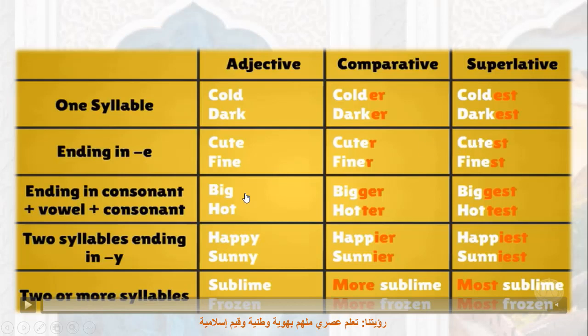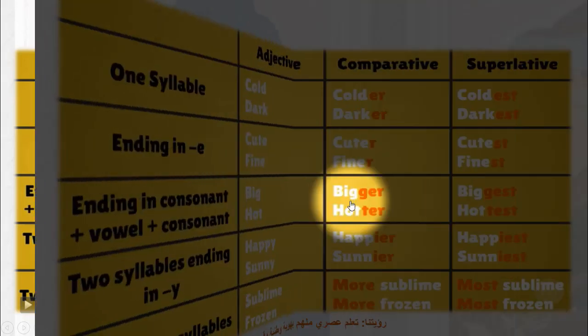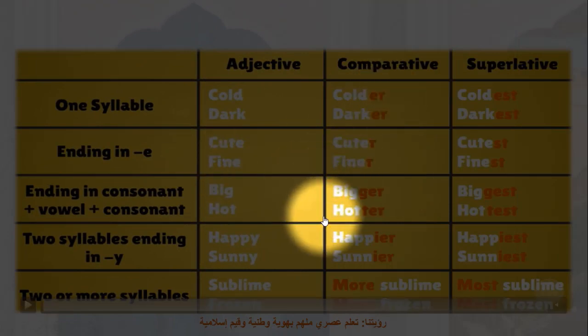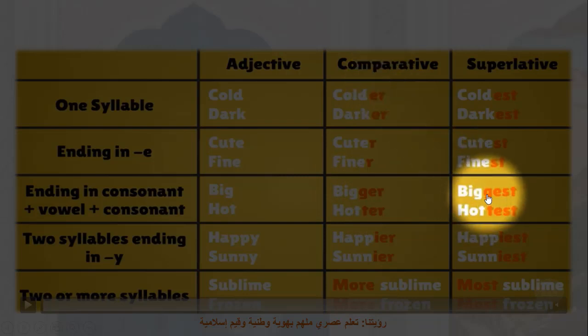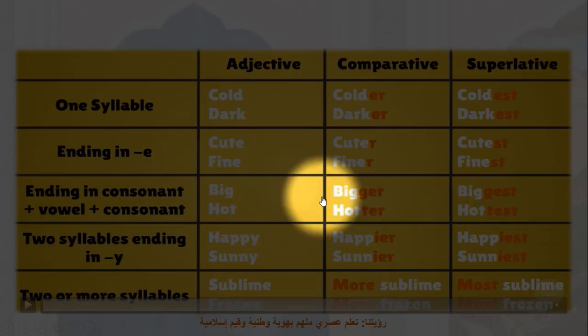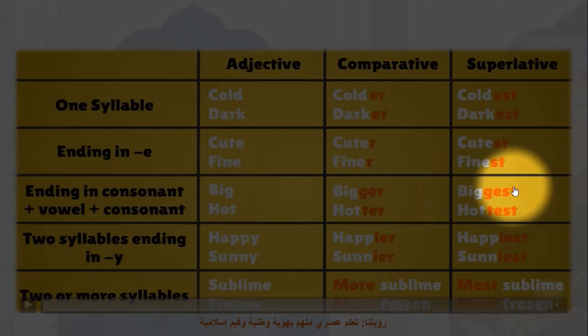Adjectives ending in a succession of a consonant, a vowel, and a consonant like big and hot will need to double the last consonant and add ER for the comparative and double the consonant and add EST to get the superlative. And we will talk about bigger than and the biggest.